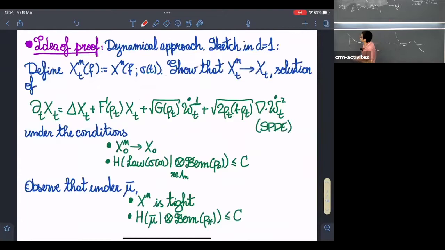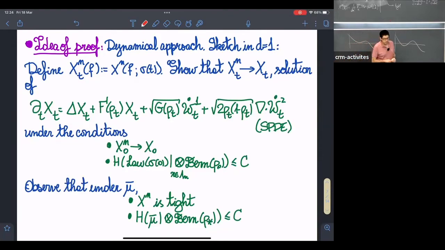Idea of proof. Let me just tell you a little bit about the proof. I'm not going to enter into too much detail because, of course, this is the third mini course of this morning, and everybody is tired, and it's Friday, etc. So it's not a good idea to introduce a stochastic PDE. But here you go.